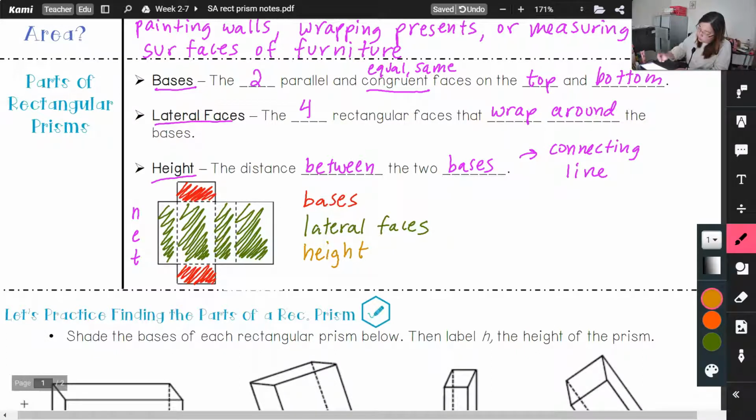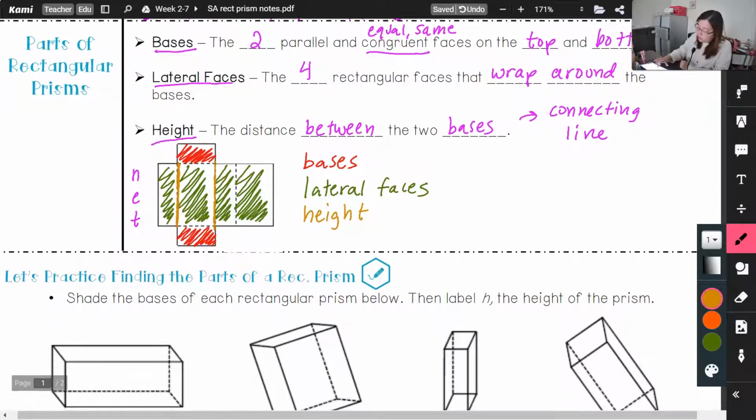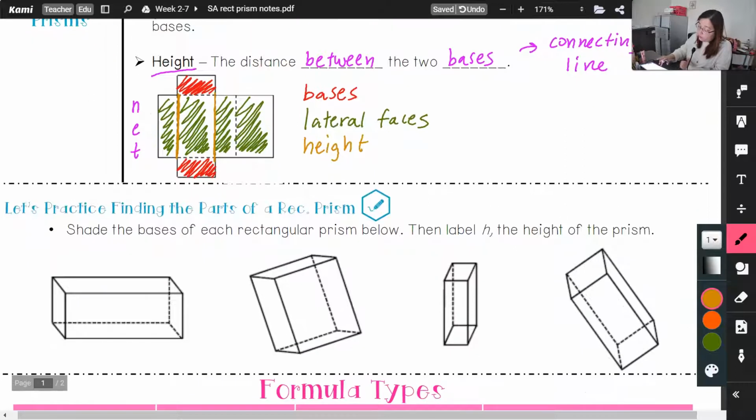It's the distance between the two bases. So in this net, this is the height right here. Or it could also be this. If you find a line that connects the two bases together, that right there is the height. Okay? Alright. So using those same colors, let's practice finding the parts of a rectangular prism now in 3D.